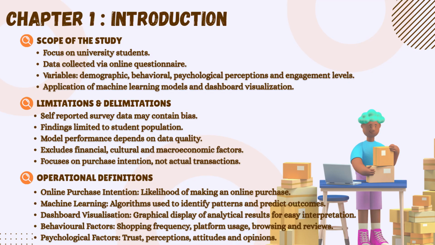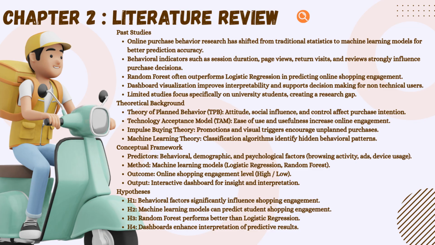Next, we see operational definitions. Online purchase intention means the chance or likelihood that a student plans to make an online purchase. Machine learning means algorithms used to find patterns in data and predict outcomes. Dashboard visualization means graphical tools that display the results clearly for easy understanding. Behavioral factors means how often students shop online, which platform they use, time spent browsing, and also reading reviews. And finally, psychological factors means students' trust, attitude, opinions, and perceptions that influence their online shopping. Now, let's see Chapter 2 Literature Review.